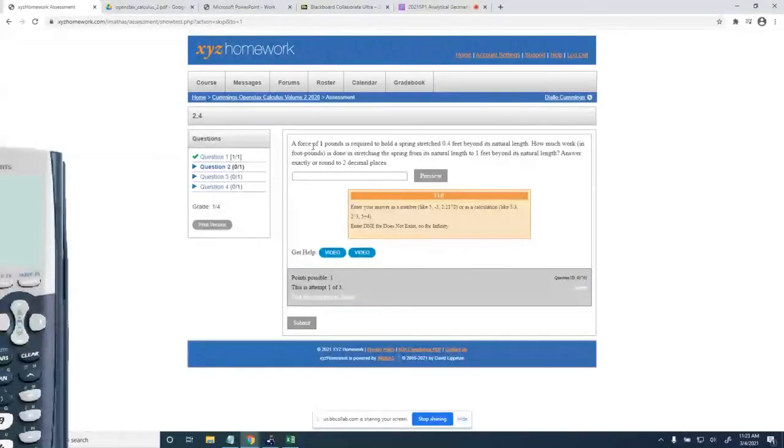If we go back to our problem, we see that a force of 1 pound, so in our formula, we're going to substitute F for 1, is required to hold a spring stretched 4/10 of a foot beyond its natural length. So our distance is 0.4. So S is equal to 0.4.